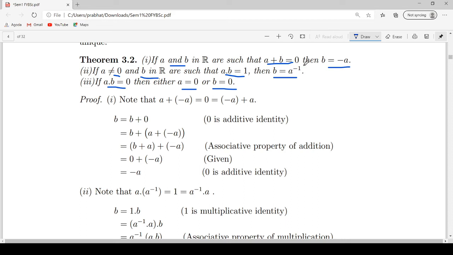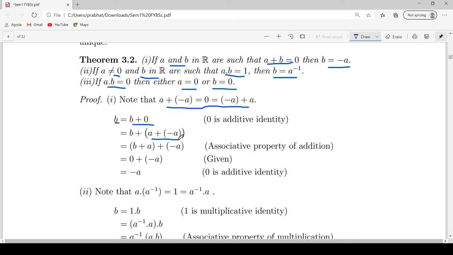First, we want to prove that additive inverse is unique. That means if a plus b is equal to 0, then b is equal to minus a. So we will first observe this fact that a plus minus a is 0, equal to minus a plus a. That is the definition of additive inverse. Now consider b. We want to prove b is equal to minus a. B I can write as b plus 0 because 0 is additive identity. This 0 I can write as a plus minus a because minus a is additive inverse of a.